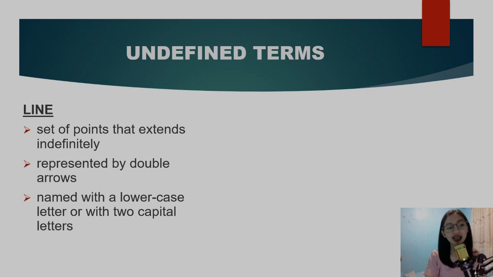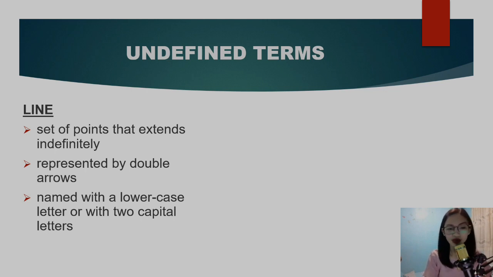Ang isang line ay set ng mga point na pinagdugtong. And it extends indefinitely. When we say indefinite, walang katapusan. So ang line ay walang katapusan. Ito ay pwedeng humaba ng humaba ng humaba. Wala tong ending. And it is represented by double arrows. So meron siyang dalawang arrow sa magkabilang dulo. And how do we name it? We name it by using lowercase letter or small letter, or 2 capital letters, dalawang big letter.